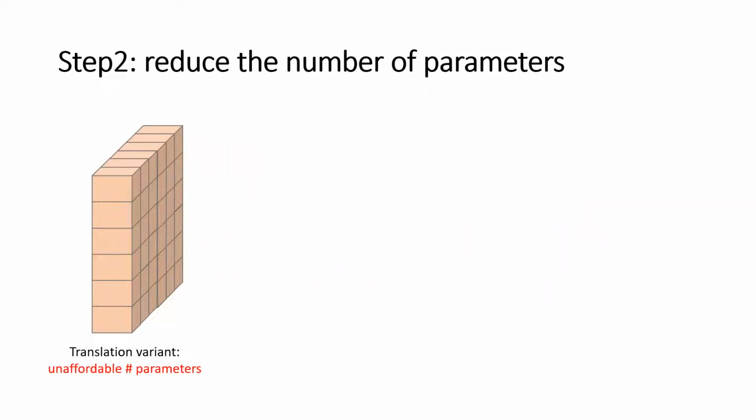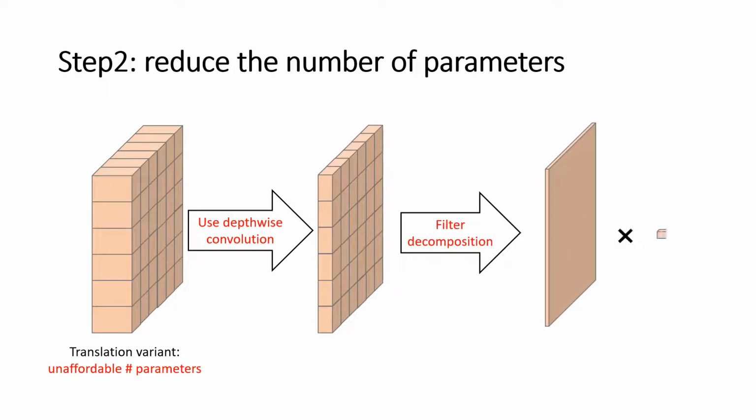However, naively doing so results in an unaffordable number of learning parameters, as the image size can easily grow up. This impedes efficient training and may be prone to overfitting. Therefore, step 2 is to reduce the number of parameters by using depth-wise convolution, followed by filter decomposition. To further strengthen the translation variance, we decompose the filters into compact learnable affinity maps together with a weight-generating block.